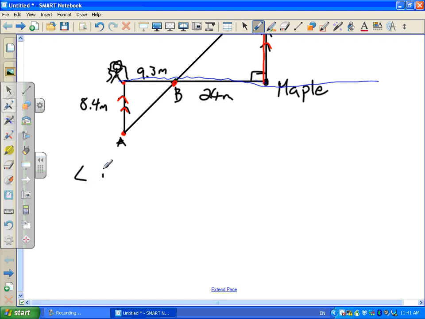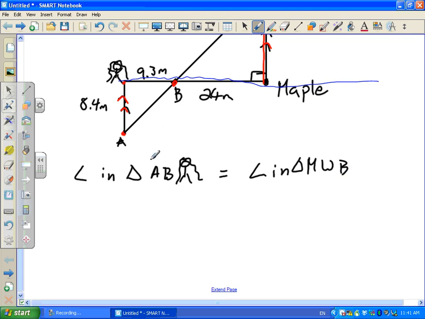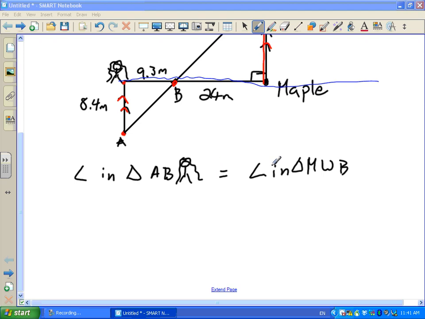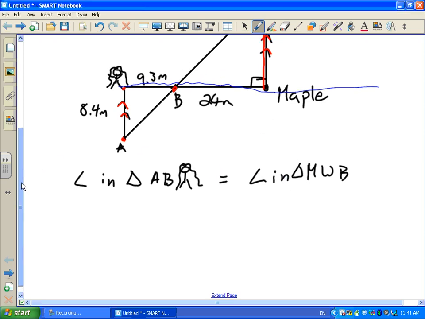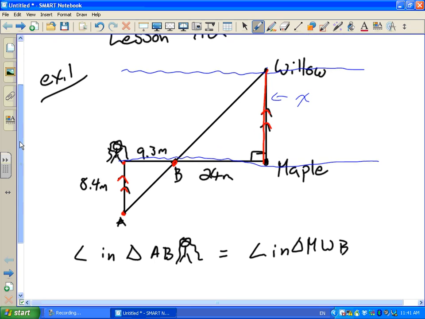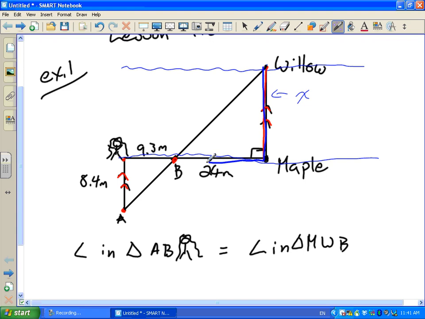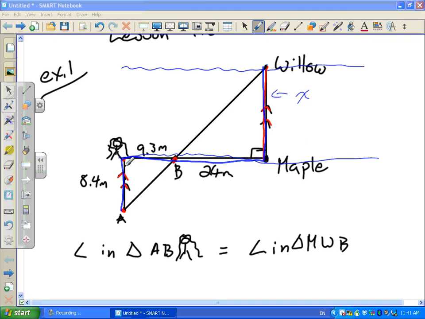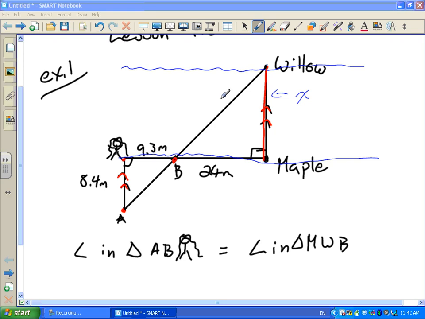Yeah. So the angles in triangle AB girl, as we're calling that point, are equal to the angles in triangle M for maple, W for willow, and point B, so that's the stake in the ground. So we know the angles are all going to be the same, and if we look at it, what's this angle rule called here? We have a Z pattern, alternate angles. So because this is at 90 degrees, we know now that the angle where the girl is going to be 90 degrees. We can't actually figure out the other two without some trig ratios. So what we're going to do is just find the distances now.